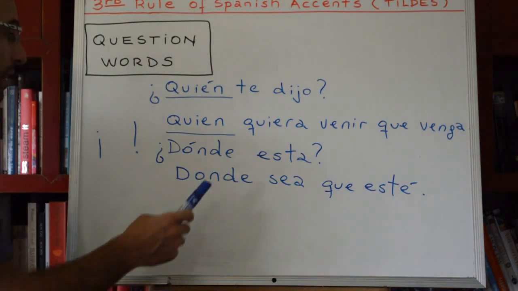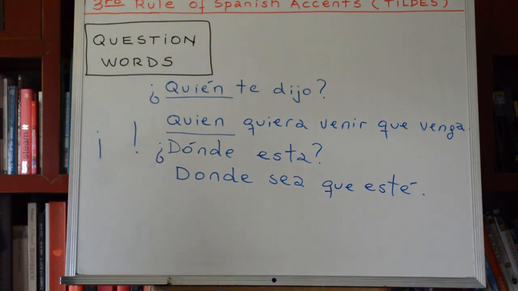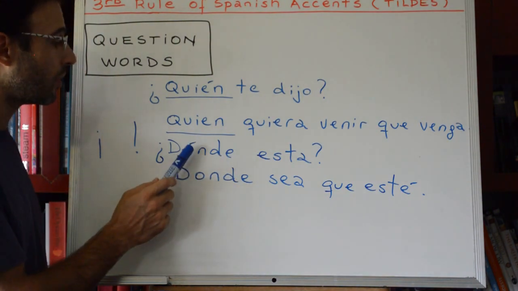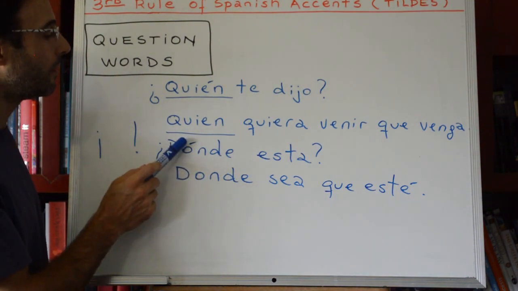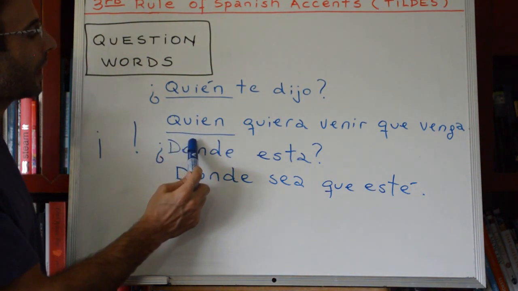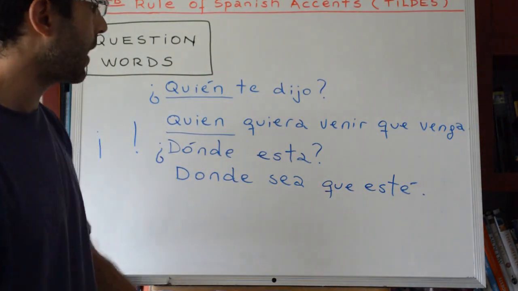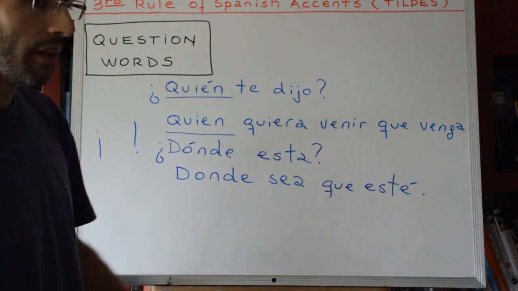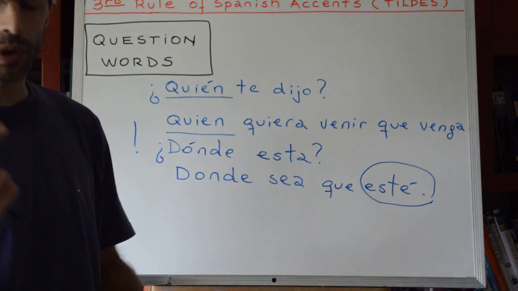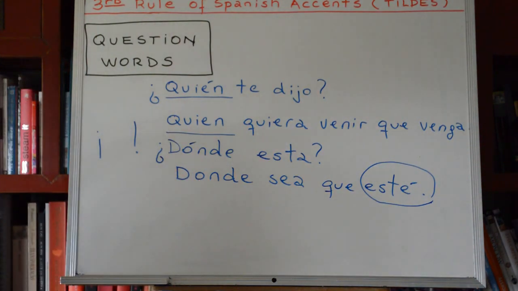So, here, the question word is not involved in a question, therefore it's not a question word anymore, and it's not carrying a tilde. Here, it is a question word, it's involved in a question, therefore it carries a tilde. Here we have a tilde, but this has nothing to do with the third rule. This tilde here corresponds to the first rule of the Spanish accents, which I have already taught before, okay?